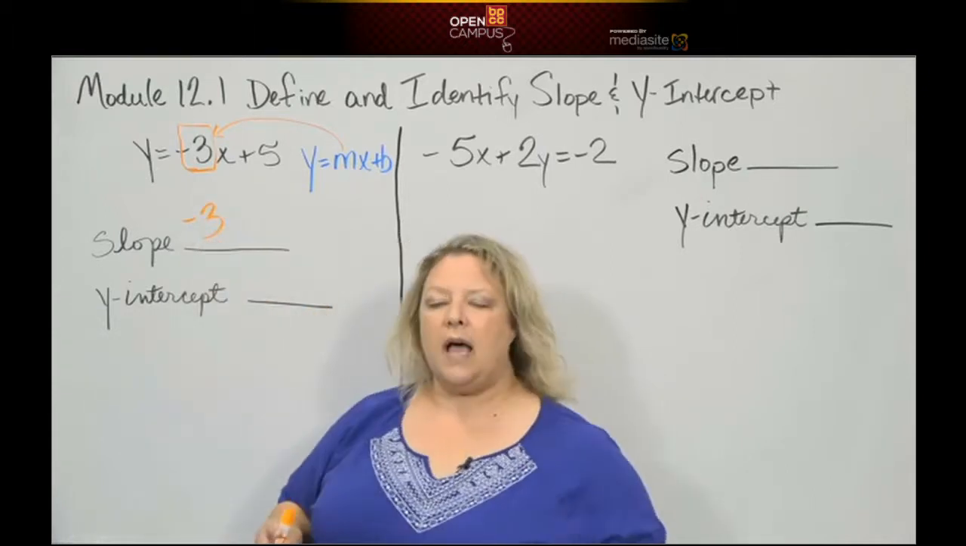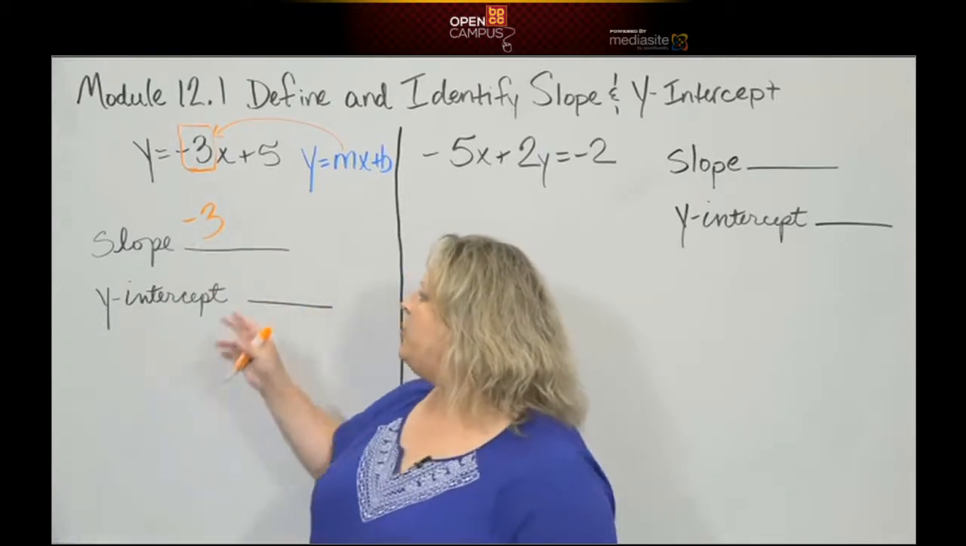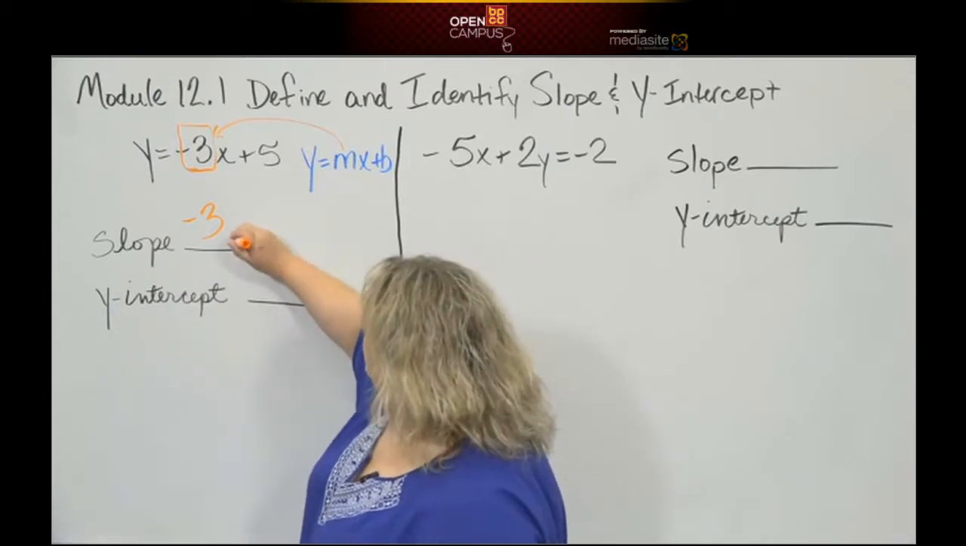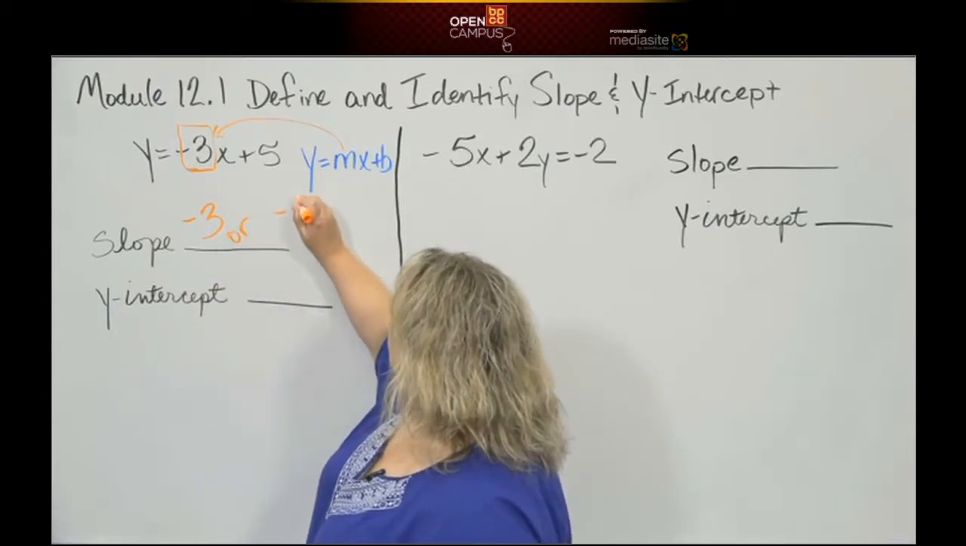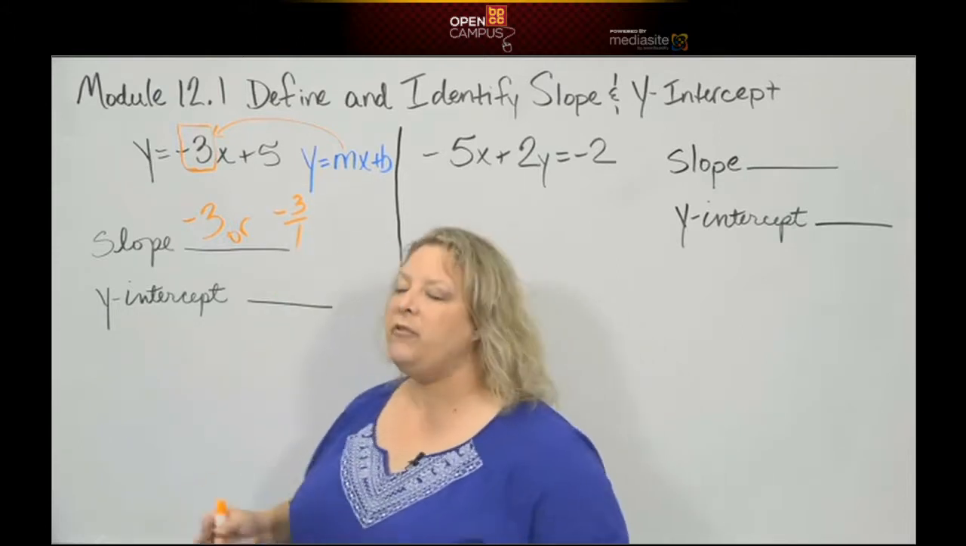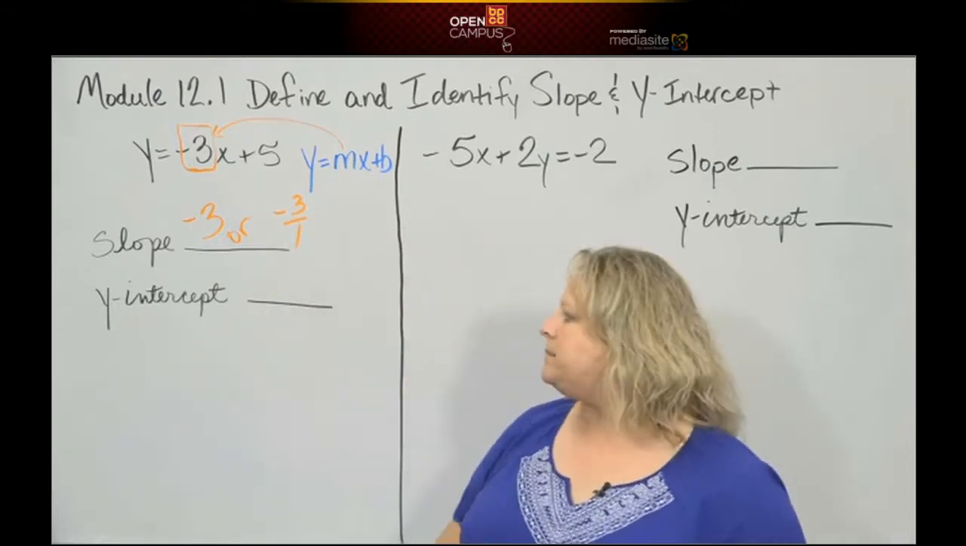That means that our line's going to be going down. It's got a negative slope. And if I wanted to write it this way, I could write negative 3 over 1. And they both ultimately mean the same thing.